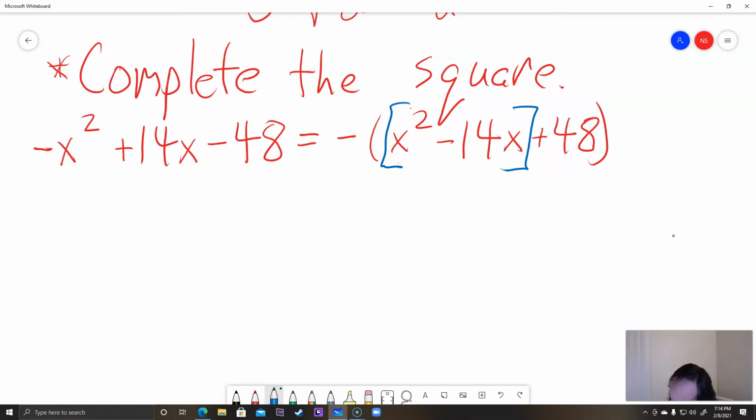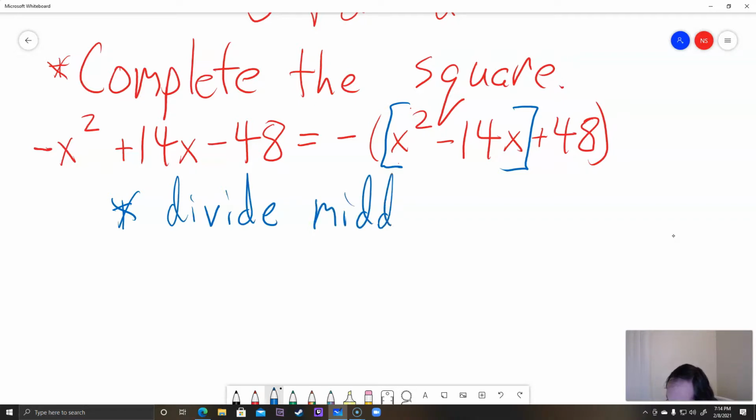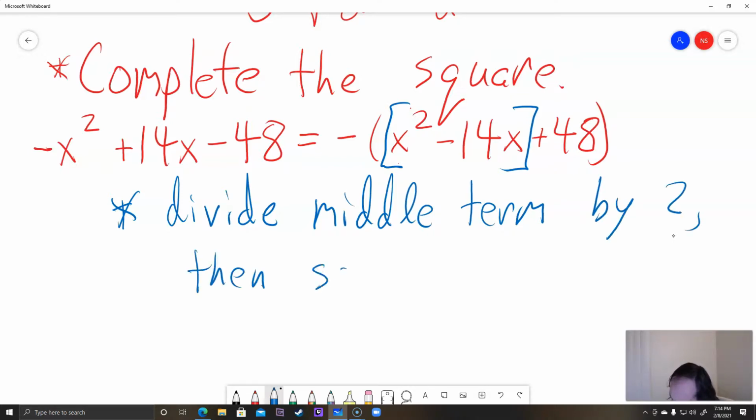Okay, so this is just in case you don't remember how to complete the square. Divide middle term by 2, then square it. And by middle term, I mean middle coefficient.